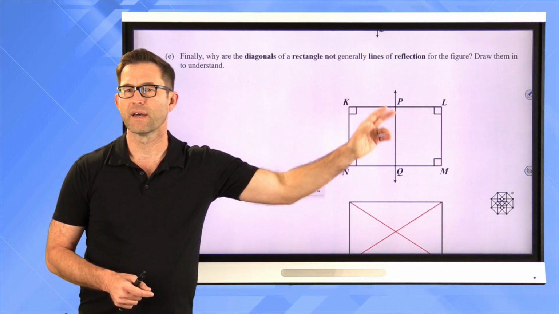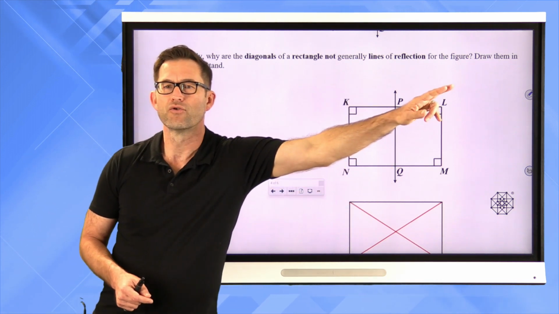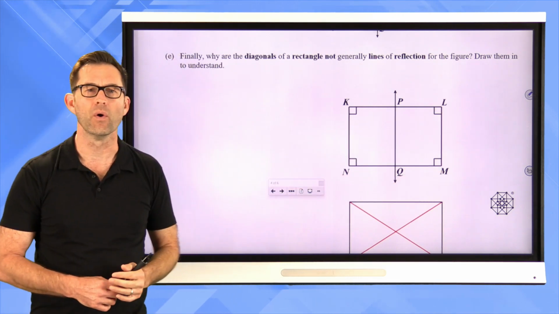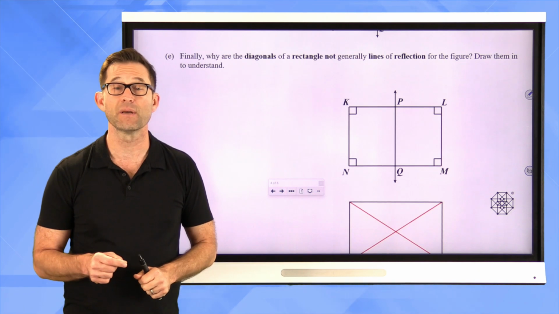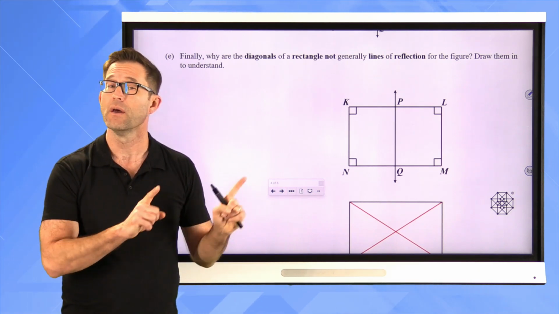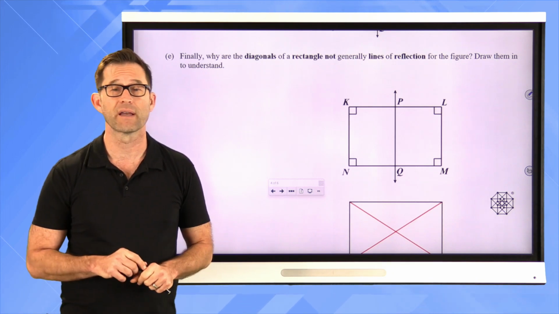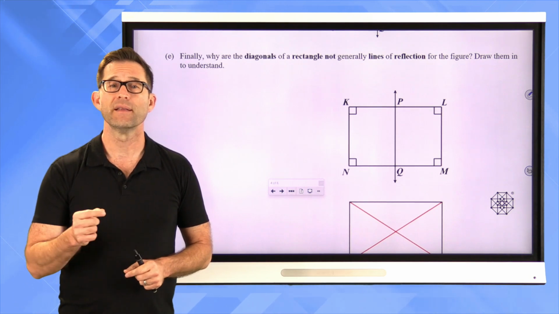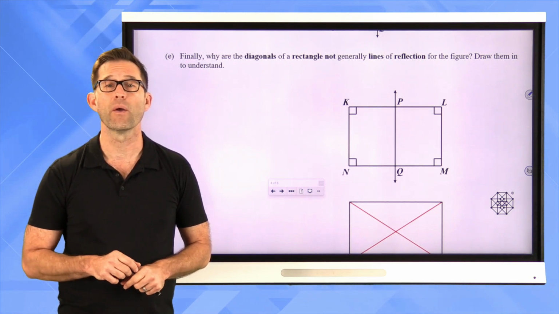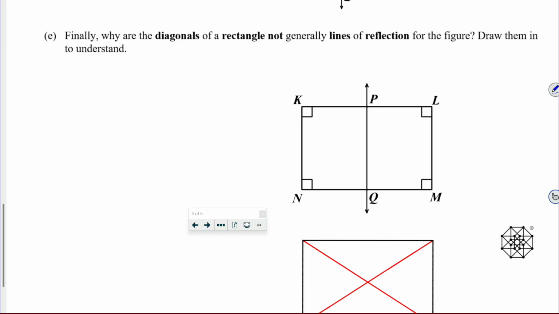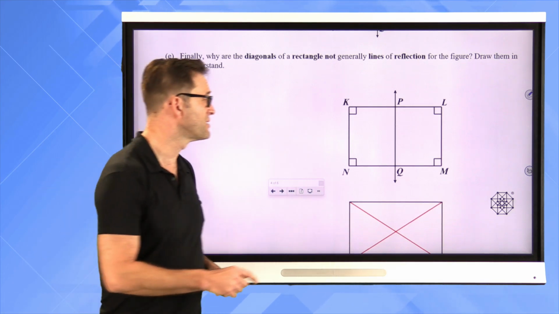Here we've got our rectangle with our original line. Draw those diagonals in and think to yourself, why wouldn't those be lines of reflective symmetry like they were for the rhombus, by the way? They were for the rhombus, but in general, for a rectangle, they aren't. Pause the video now, draw those diagonals in, and see if you can give an explanation for why they won't be lines of symmetry in general. All right, well, it's pretty simple.